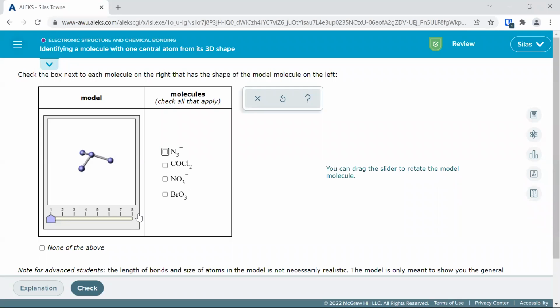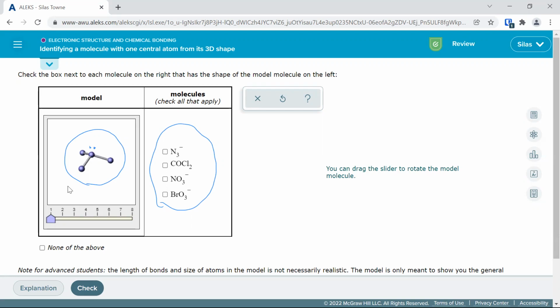All right, in this question, we're looking at which molecules on the right here match the shape on the left. Now notice this shape. This is a great example of a shape. It is trigonal pyramidal. So what it's telling us is there is a lone pair up here.